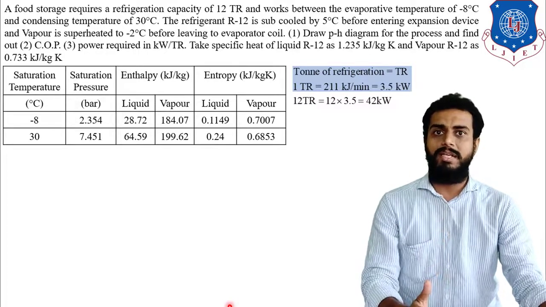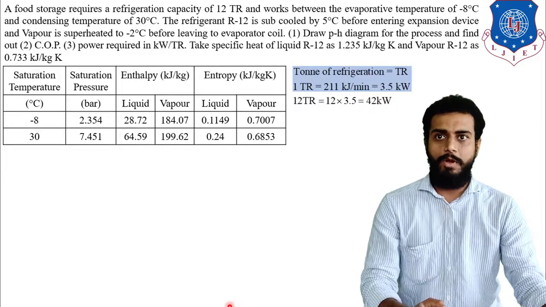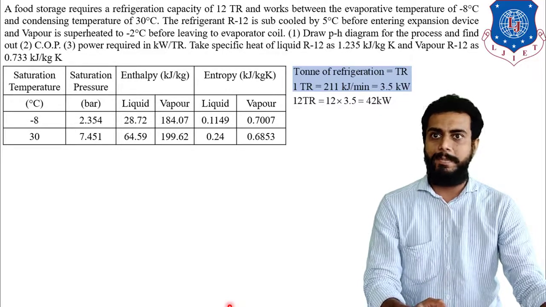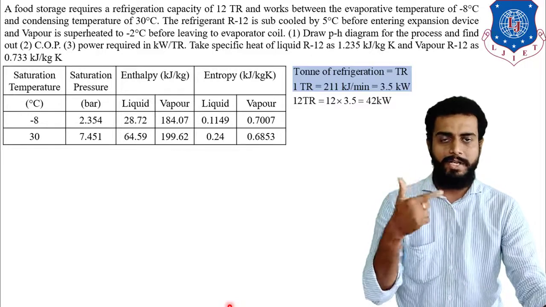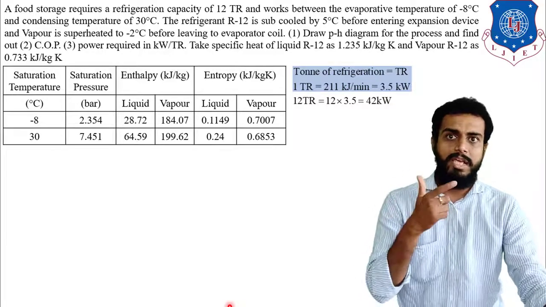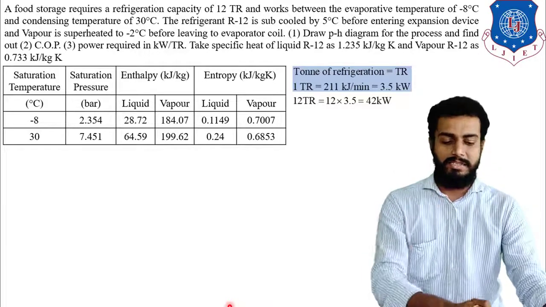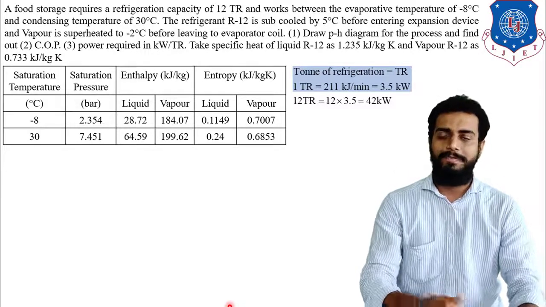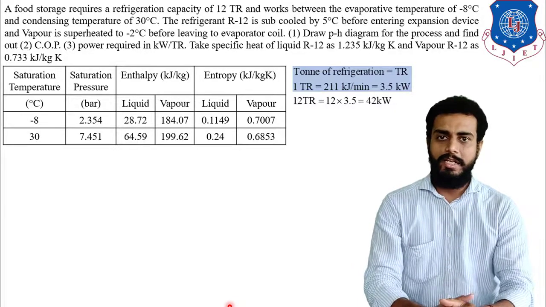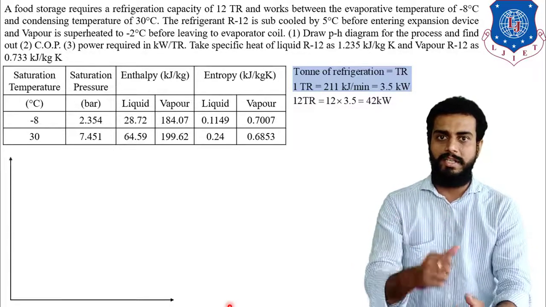Right, now first of all let us read the data. A food storage requires a refrigeration capacity of 12 TR. We are drawing the pH diagram, so we will again read the data, and it works between the evaporator temperature of -8 degrees Celsius. So let us first plot the pressure on the y-axis and enthalpy on the h-axis. Clear? I hope everyone can see that on the screen.